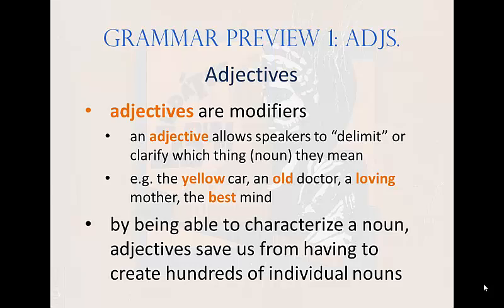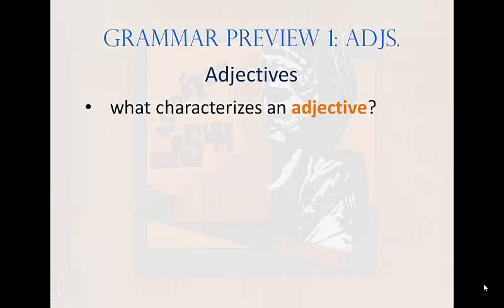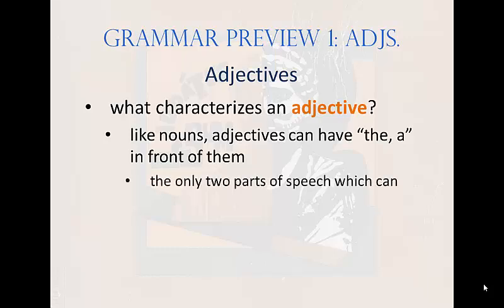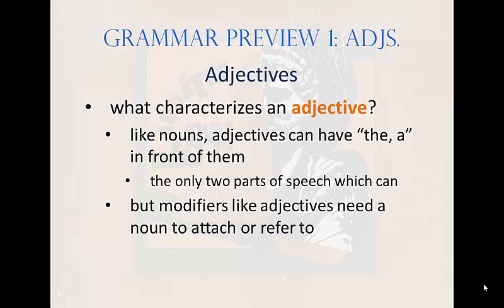It's a good thing we non-doctors have adjectives and aren't obliged to use different nouns to characterize every possible type of mother or car. But what characterizes an adjective? How do you tell which words in a sentence are adjectives? Like nouns, adjectives can have the or a in front of them. Nouns and adjectives are the only parts of speech that regularly do. But unlike nouns, adjectives can't stand alone and make any sort of sense, even when they have the or a in front of them. The yellow, an old, a loving, the best. All those adjectives need nouns to complete their meaning. The yellow car, an old doctor, a loving mother, the best.